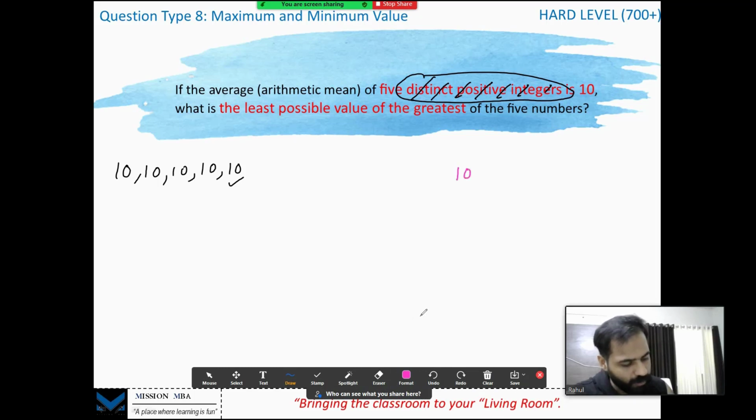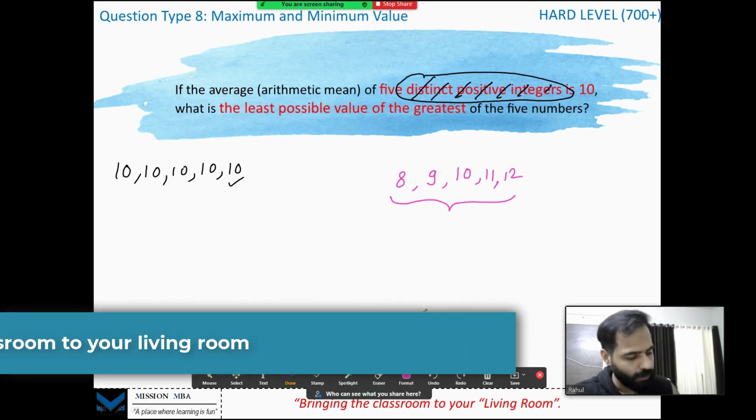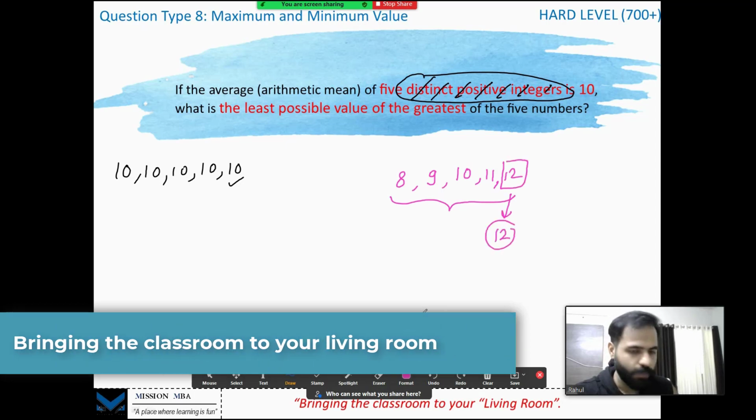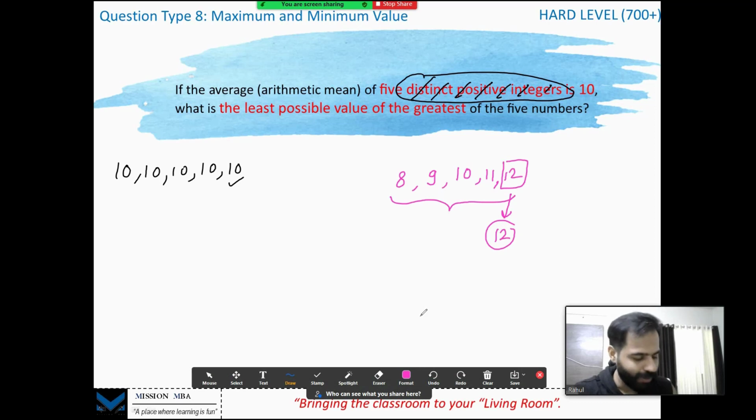So let's keep the central one as 10. The others cannot be equal to 10, but let's keep them closest. So 9, then 8. The higher ones are 11 and 12. So this is the best possible way for me to keep the numbers closest and yet different. So what is the minimum value of the largest number? We have it as 12. So 12 is the minimum value that the largest number of this set can attain, having the mean equal to 10. I hope it is clear.